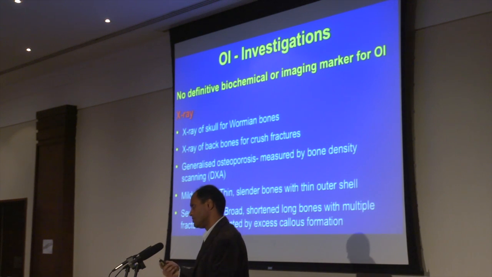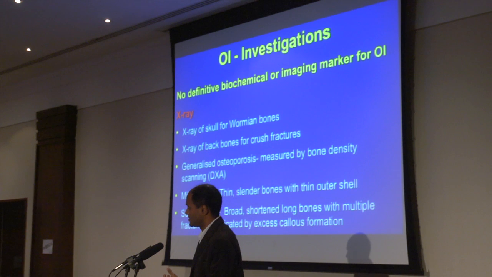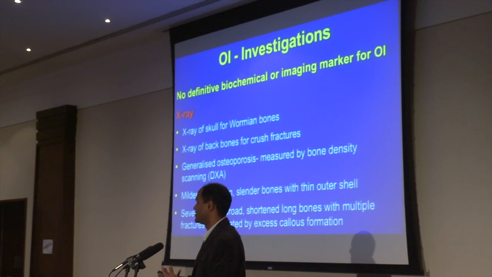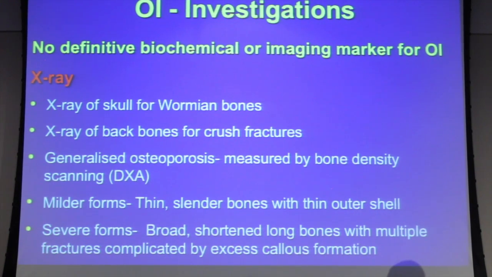Now, what are the investigations which we undertake to diagnose brittle bone disease? Unfortunately, there is no definitive biochemical or imaging marker for brittle bone disease. We usually tend to look at history, family history, and perform radiology to make a diagnosis of brittle bone disease. There are various features which can be seen in children with brittle bone disease.